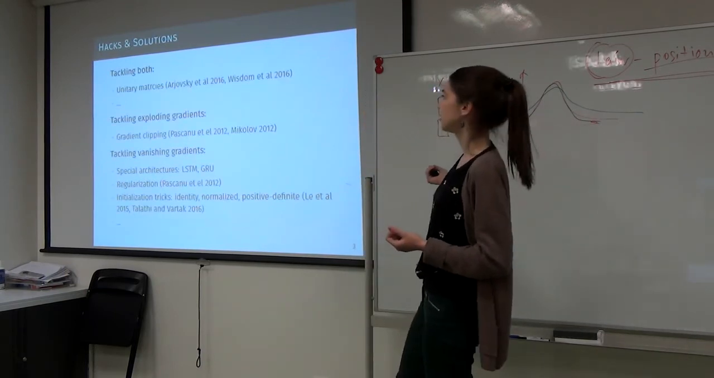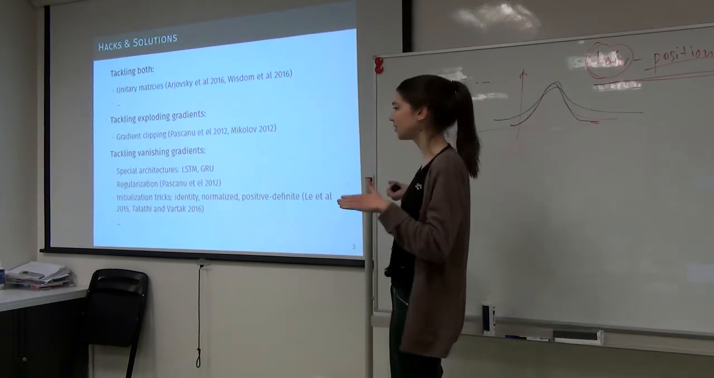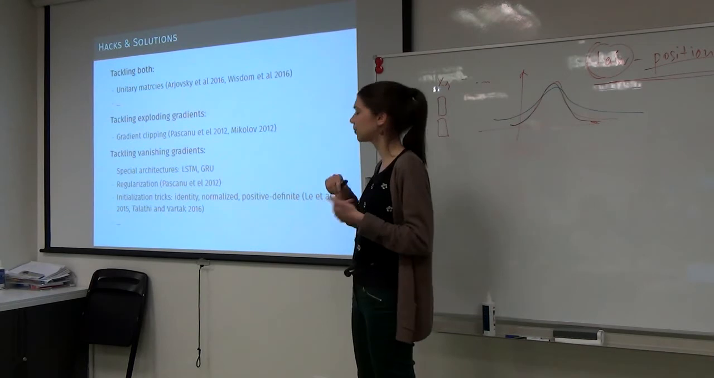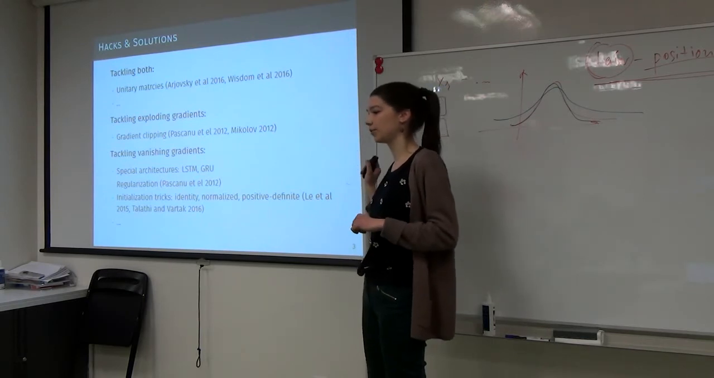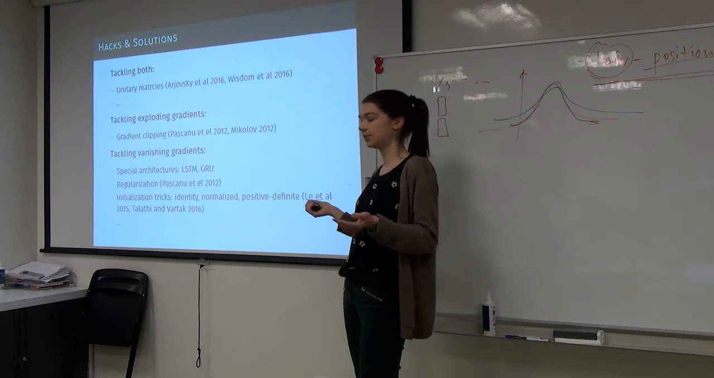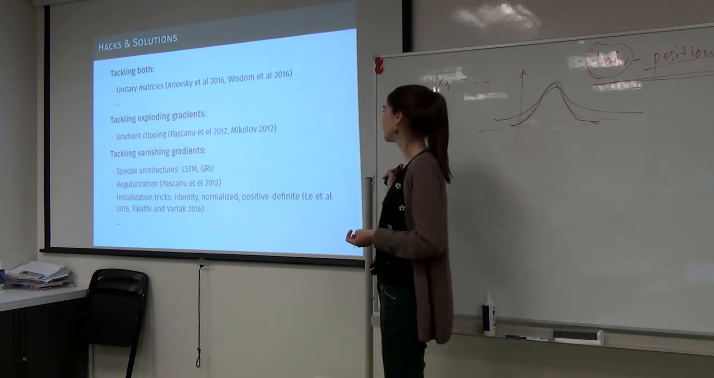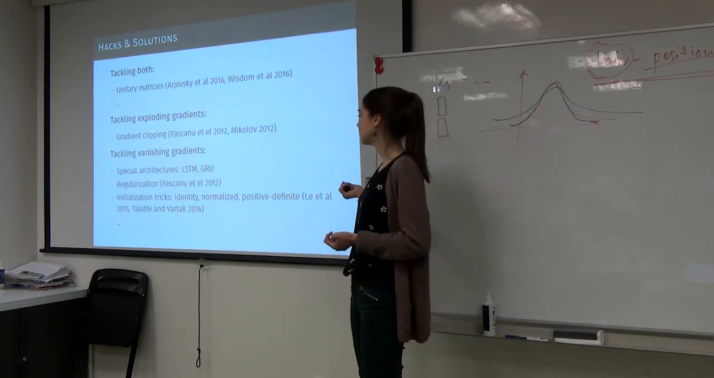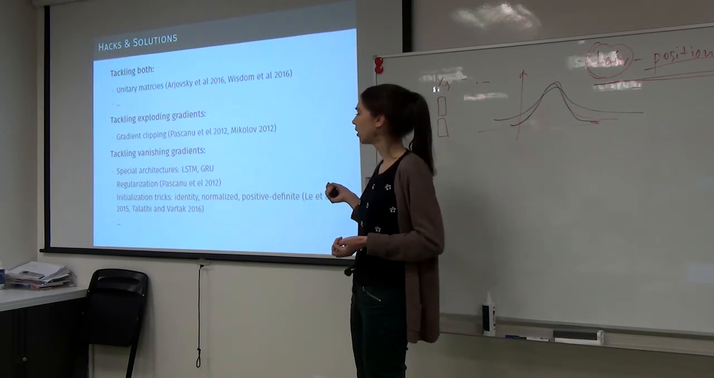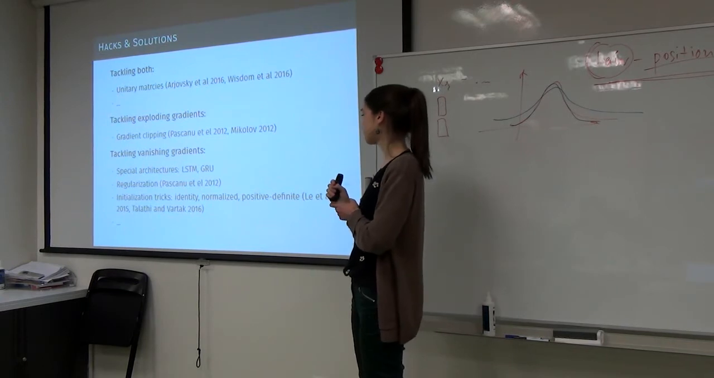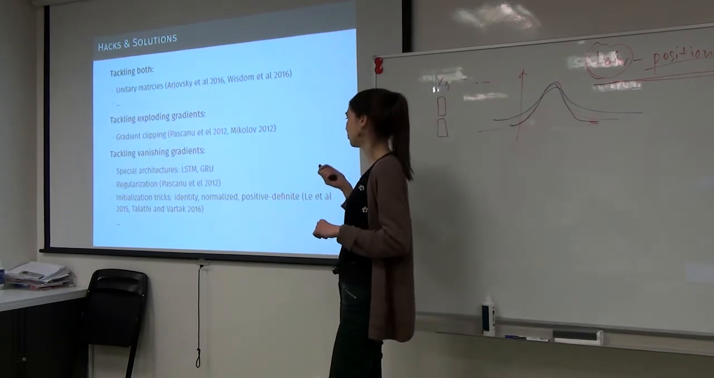And so there exist a lot of different ways to alleviate this problem. Some of them tackle both vanishing and exploding gradients. For example, we can parameterize the recurrent matrix with a unitary matrix, so the norm just stays equal to 1 throughout the learning. The exploding gradients usually are tackled using gradient clipping, and for the vanishing gradients there exist a lot of solutions such as special gated architectures, LSTM and GRU, regularization terms, and different initialization tricks, which I will be talking about more precisely.